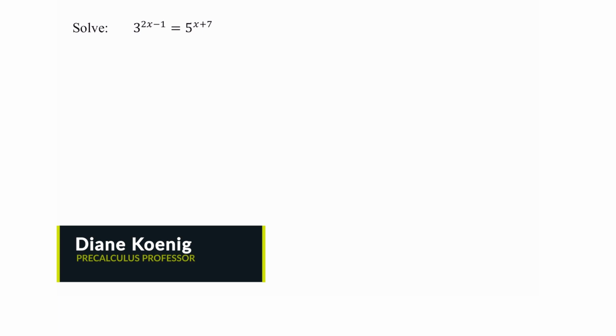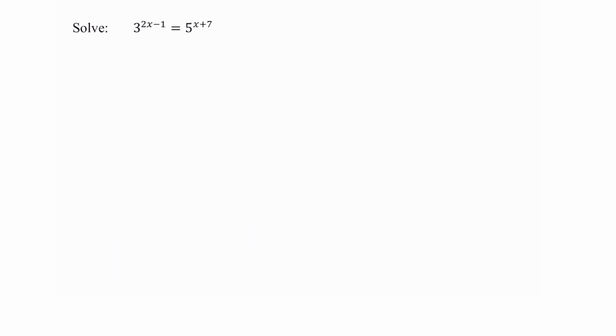Hello there. What we're going to look at now is how to solve an exponential equation where the bases don't match, nor can they be written as a form of the same base. So here we're wanting to solve 3 to the 2x minus 1 is equal to 5 to the x plus 7. Notice 3 is not the same as 5, nor can I write them as powers of a same base. Now I do have it where I just have one term on each side of the equation.